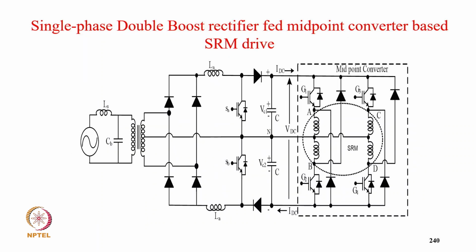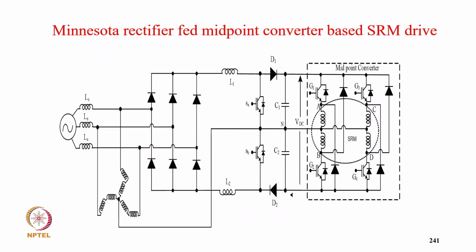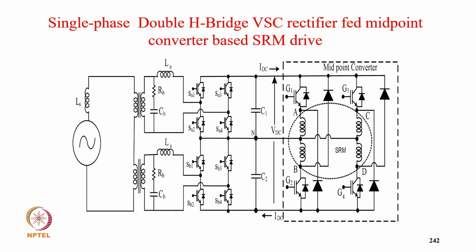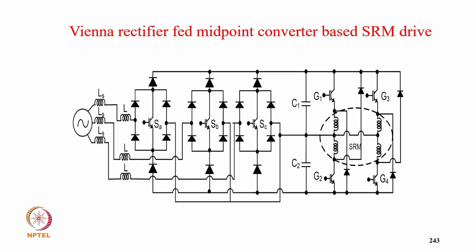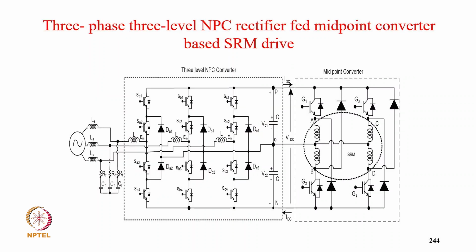Then you have a single double boost midpoint converter. So after the diode rectifier, you have 2 switches with the inductor and midpoint converter feeding this. Then you have a Minnesota rectifier which gives equal voltage in the output with a 3-phase supply, of course a unidirectional converter. Then you have typically a 2-H bridge converter with transformer isolation, fundamental frequency transformer isolation, with 2 H-bridge converters giving equal voltage for these capacitors. Then you have a Vienna rectifier which gives equal voltage on the midpoint output capacitors. Then you have a 3-phase 3-level neutral point clamped midpoint converter, a bidirectional 3-phase converter for 4-phase.